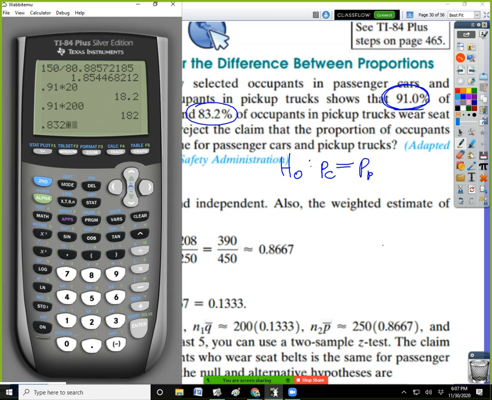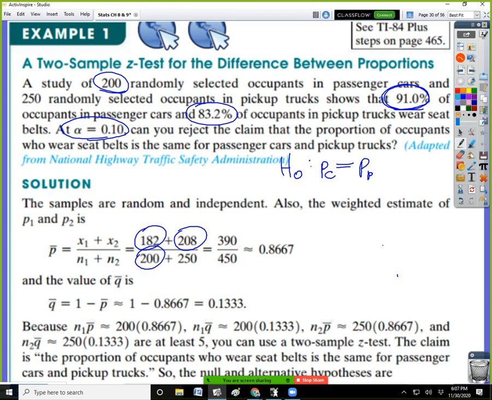83.2% of 250 gives me my 208, which is my number right there, over 250. Are you with me? That's how I get those numbers. I got to use those percentages, right? So when I add these together, I get 390 over 450, which is about 0.866. It's a little higher than that, 0.8667. So Q bar is 1 minus that, so that's why you get your 0.13.